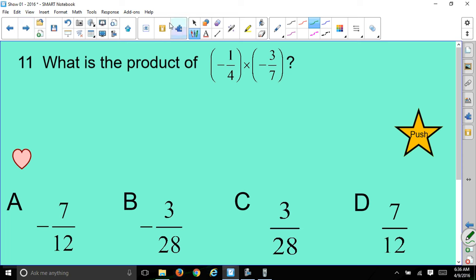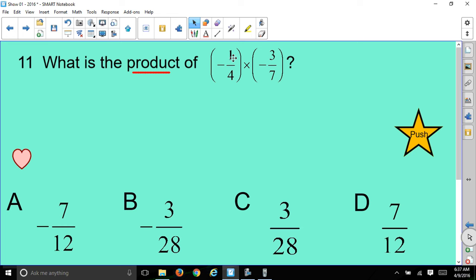Here's our next question. What is the product? And product, by the way, is the answer to multiplication, so that's a good word to know, of negative 1/4 times negative 3/7. Well, I showed you how to multiply fractions before. If you haven't remembered, just go back to our other video on multiplying fractions, but top number times top number and bottom number times bottom number. Or you could change it to a decimal if you like, if you have a calculator, and you'll be able to get your answer.